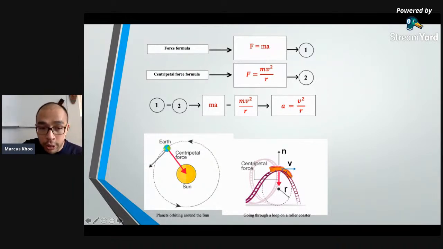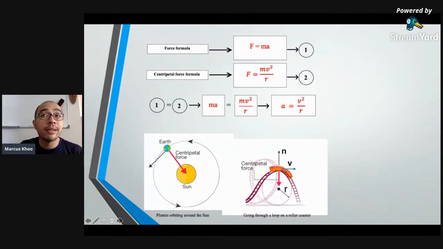Okay, the force is pulling it towards the sun, but because the Earth is orbiting, it is able to move in a circle. In the same way, when you go through a loop on a roller coaster, there is a centripetal force acting towards the center of the loop. Even though the roller coaster is going that way, there is going to be a centripetal force. So we find that these are two other applications of centripetal force which we see in our daily lives.